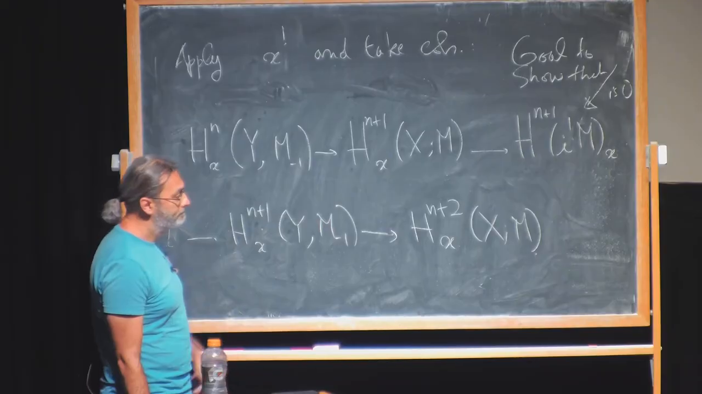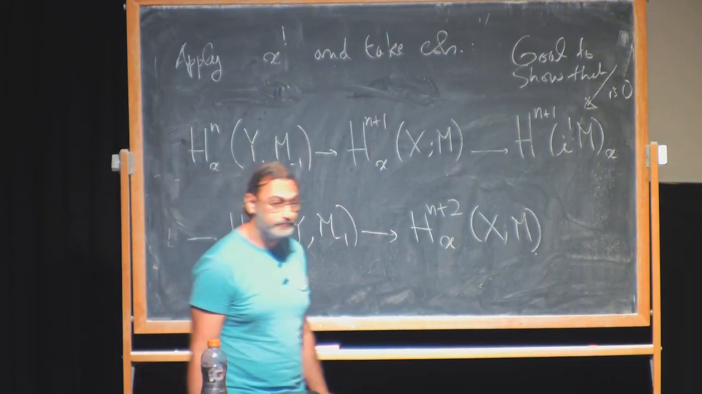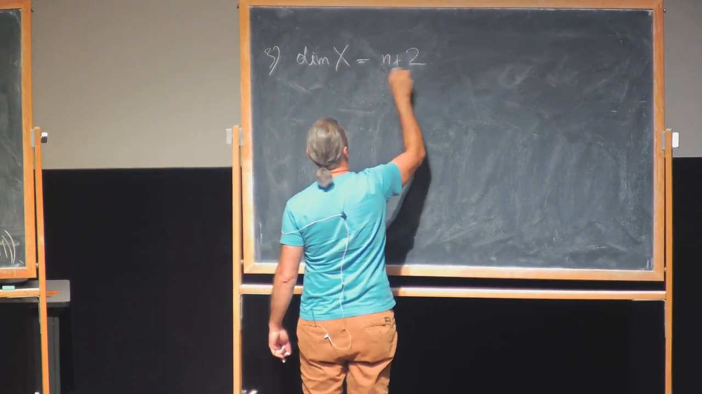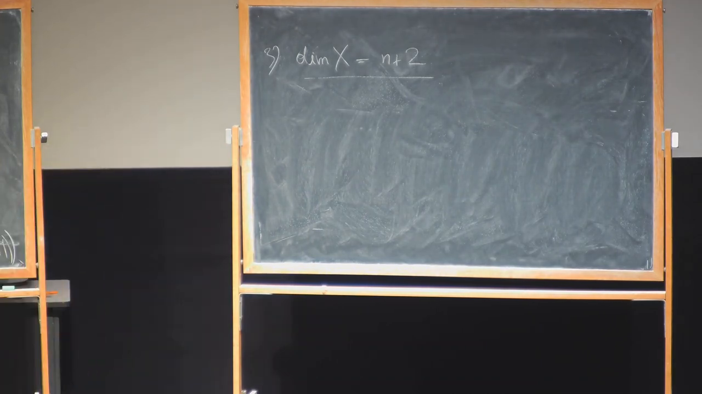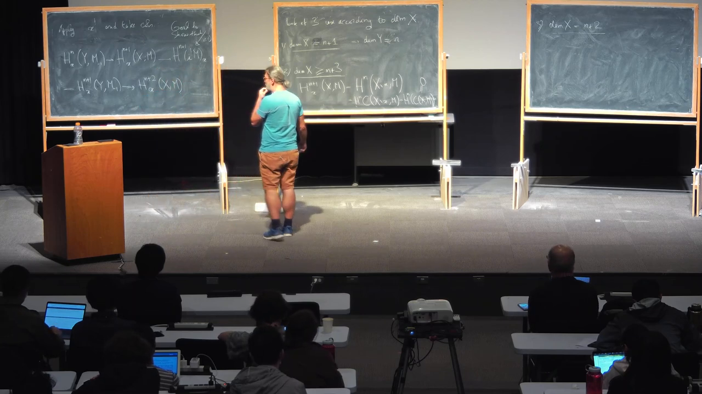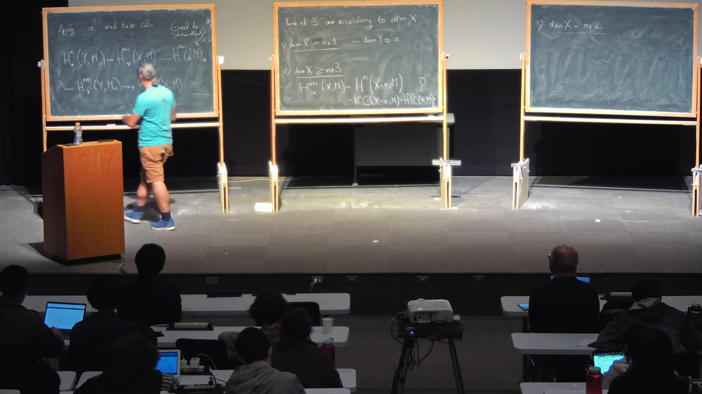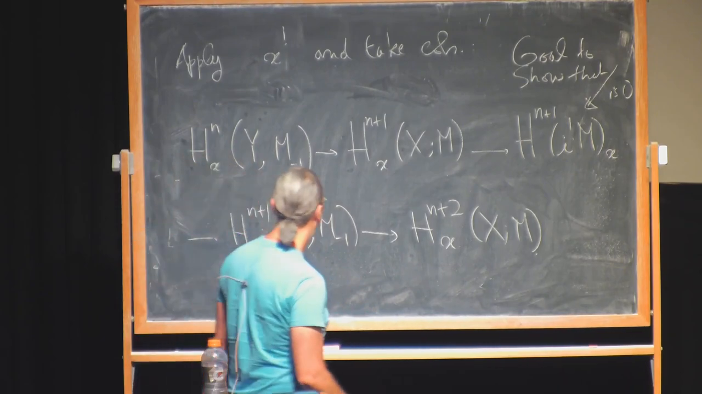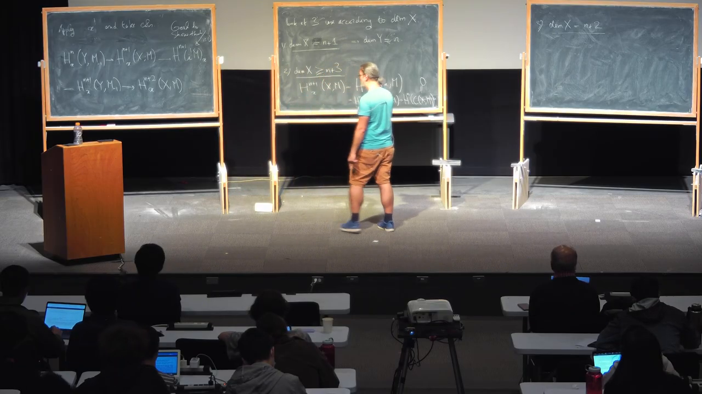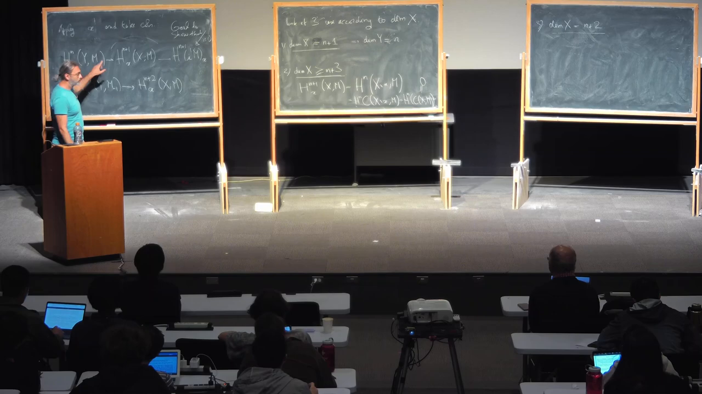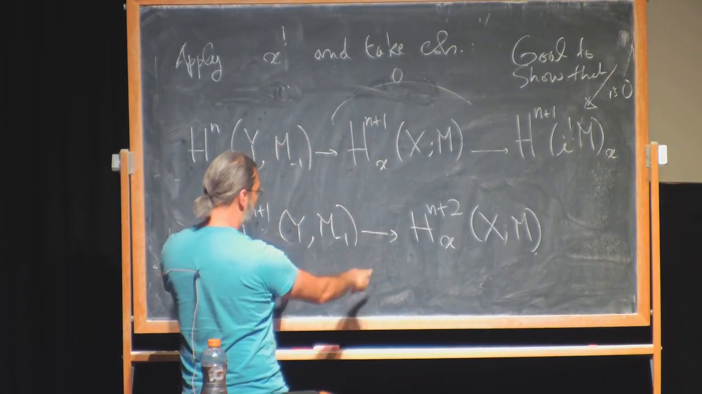Okay. And now let's do the harder case, which is the case where the dimension of x is equal to n plus 2. Let's see what we get here. In this case, these two terms will be zero, and we will have to show that this map is injective. So let me explain why these terms are zero. I need this to be zero only, and actually the proof is already there. So this is zero, and now we are left to show that this is injective.